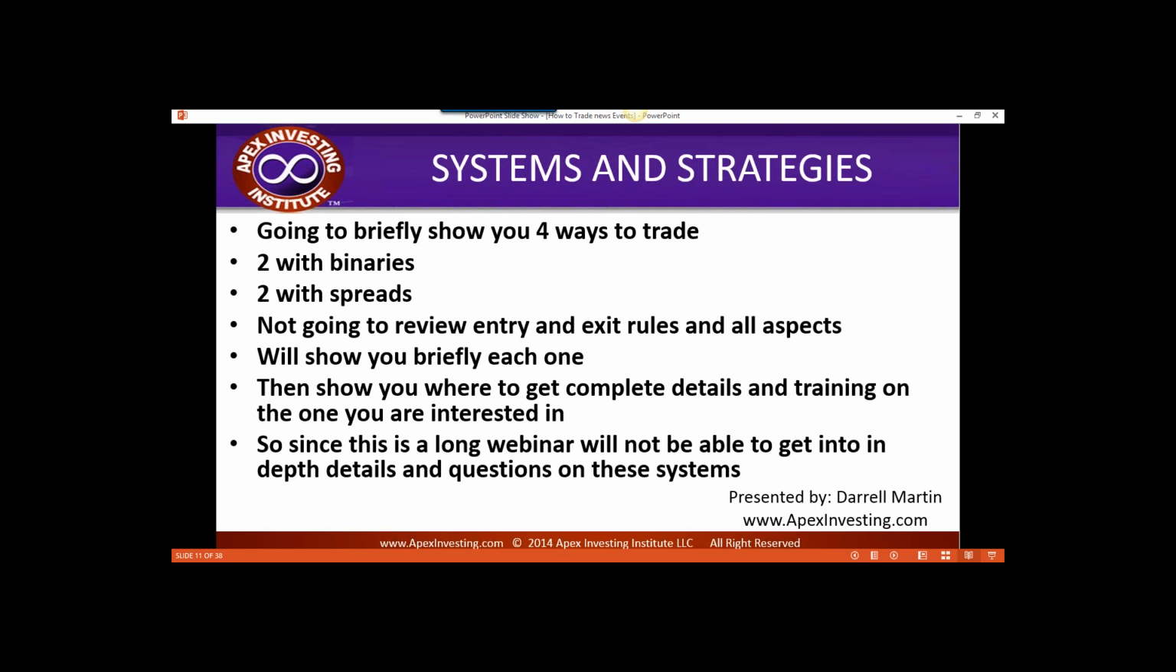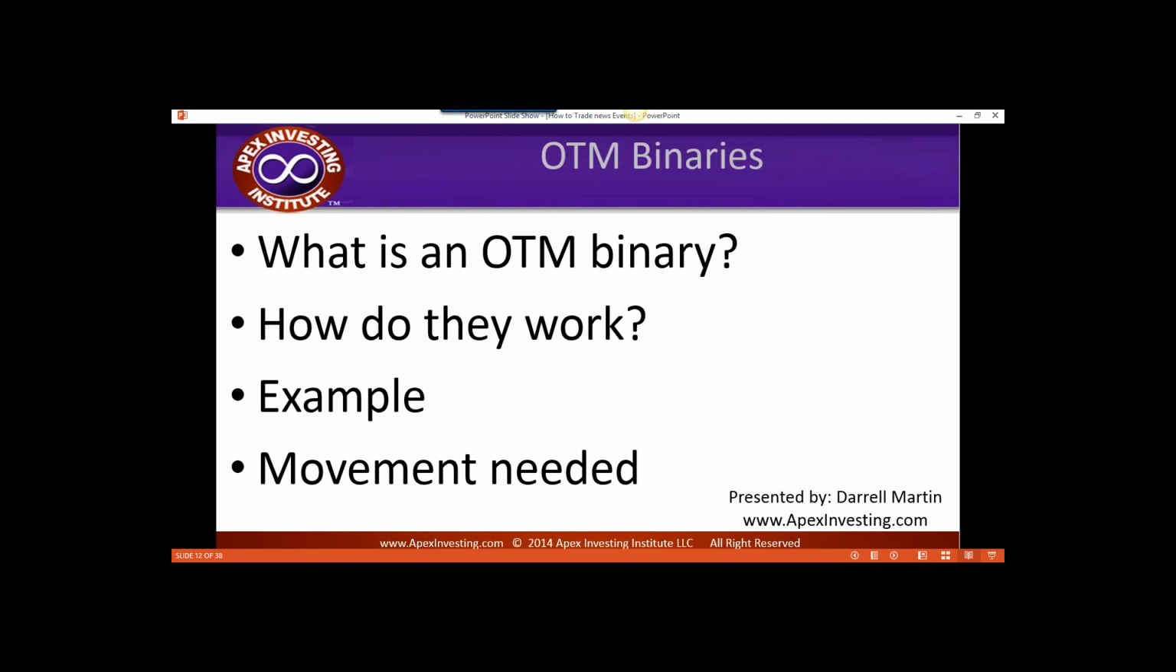So like I said, I'm going to show you 4 ways tonight, 2 with binaries, 2 with spreads. Since we've got a lot to cover, I'm not going to jump in crazy to review the entry and exit rules. I won't be able to take a lot of questions on each one of these because we've got to kind of breeze through them. But I'll show you on each one as I cover it where you can go on our site to watch a full video or training dedicated straight to that particular system. So let's first of all talk about a binary.